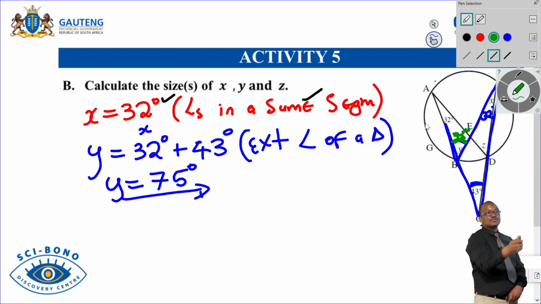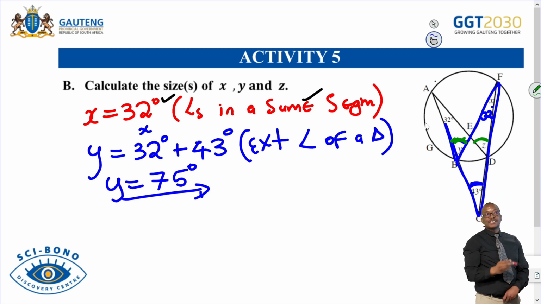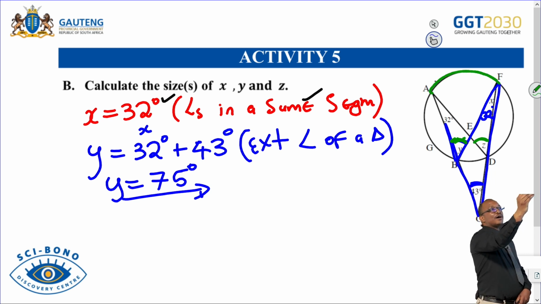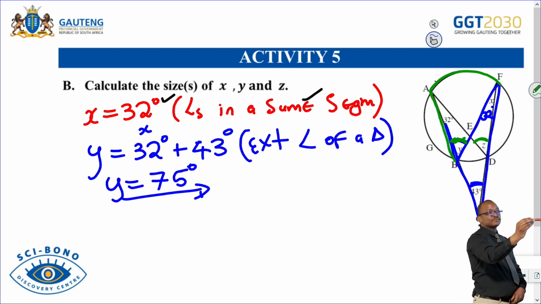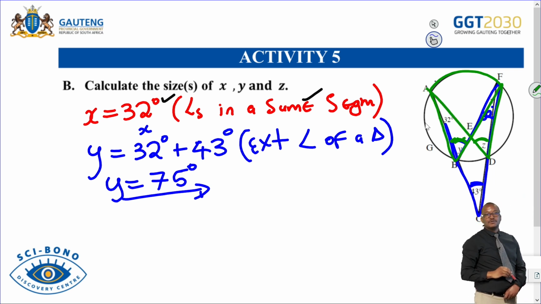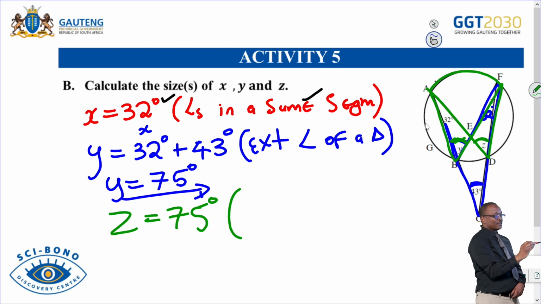Y is 75. So since y is 75, you know that your y and your z are angles subtended by the same arc, which is AF. Remember, we're having a butterfly there. So now it means your Z is going to be 75 degrees. Now it's going to be what?